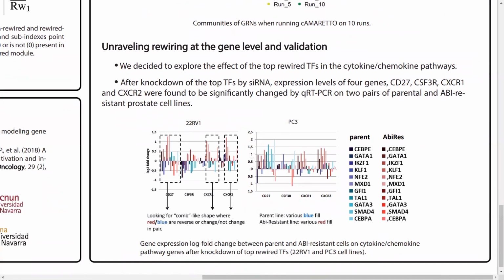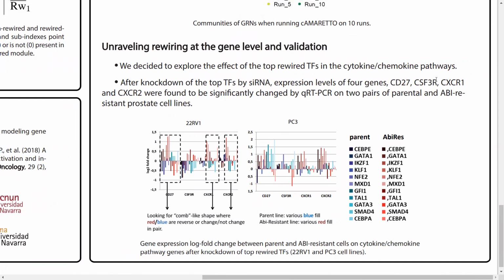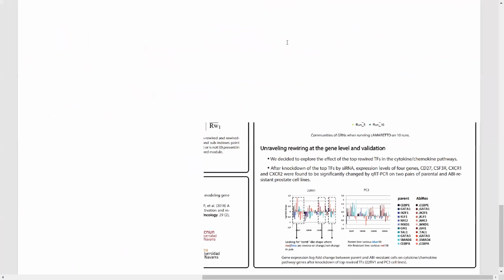So we generated a list of transcription factors from the rewiring at the gene level within the Community 22, and we decided to explore the effect of these transcription factors in the cytokine-chemokine pathways. And after knockdown of the top transcription factor, the expression level of these genes were found to be significantly changed by the quantitative real-time PCR of two pairs of parental and Navi-resistant prostate cell lines.